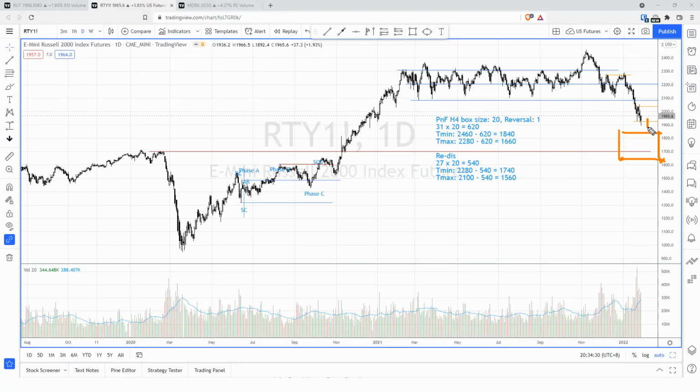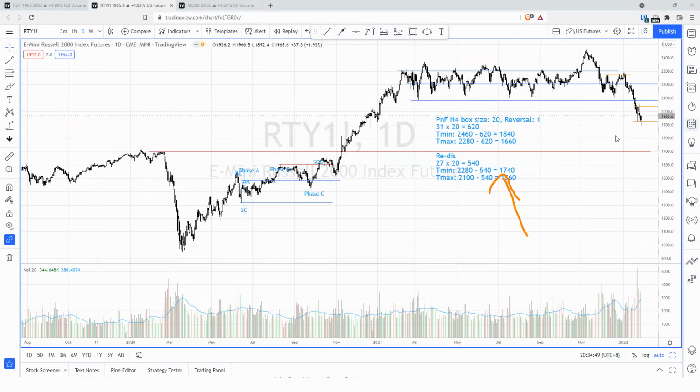If it breaks down from here, then I think the next target zone will be at this zone here. I still have further targets, but let's stick to this first target at this point. If we reach the first target, then we'll look at the next target as well.